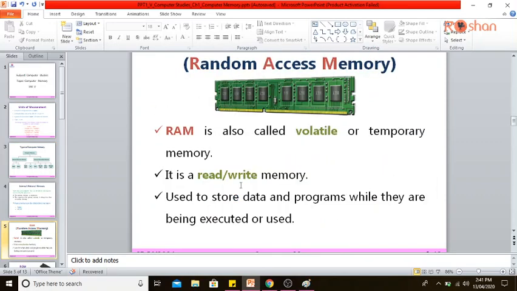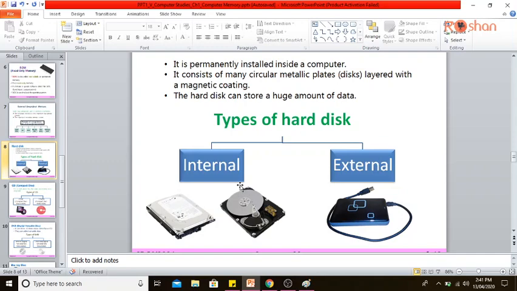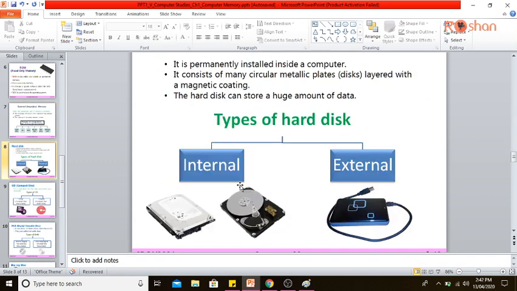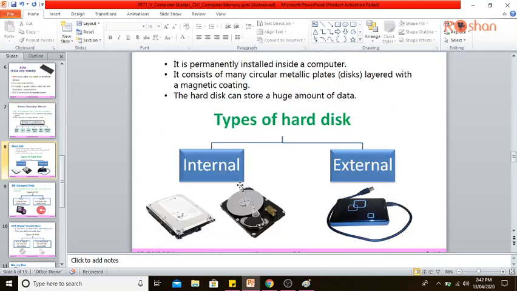Okay, internal hard disk. Now we focus on the topic. First is the hard disk, which is permanently installed inside a computer. It consists of many circular metallic plates, disks layered with a magnetic coating. The hard disk can store a huge amount of data.